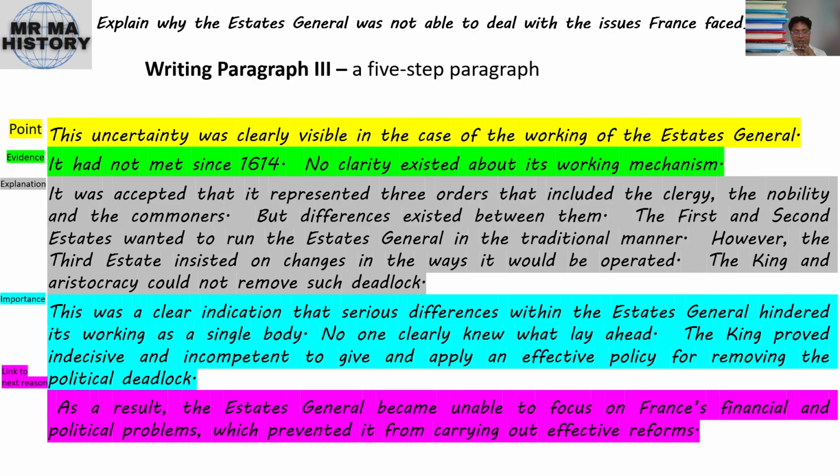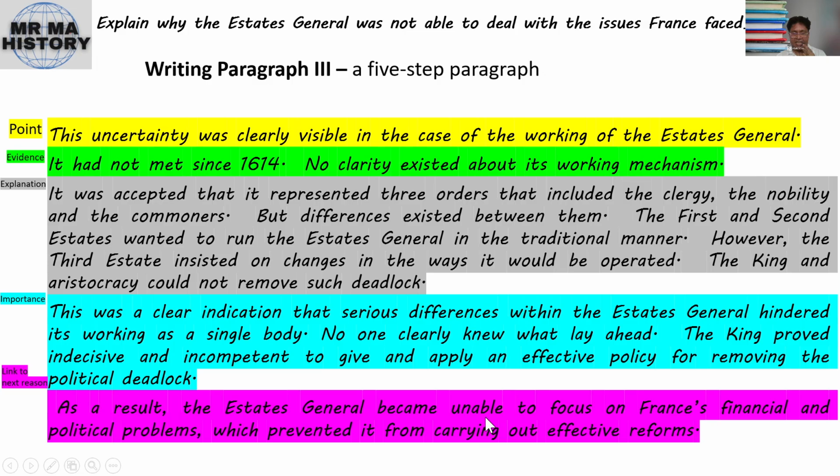Now the next sentence, as we have done in the previous paragraph, is the link that will again show, at the same time, a point of importance. As a result, the Estates General became unable to focus on France's financial and political problems, which prevented it from carrying out effective reforms. So that means this is a linking paragraph.